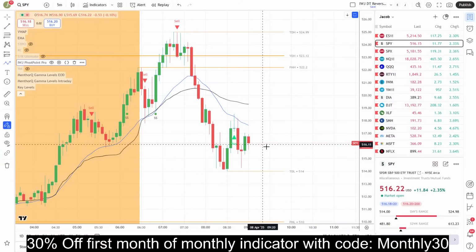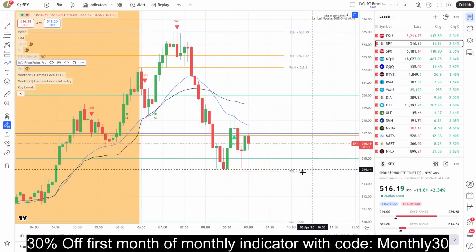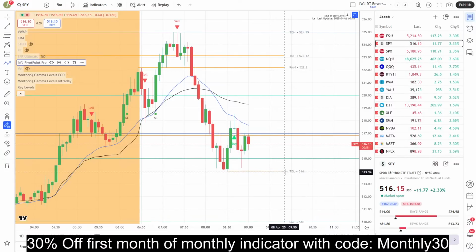All right, still hanging in there. They came down, got close to our stop here, but hasn't stopped us out yet. I'd like to see them push through that HVL and squeeze a little here. That would be ideal since we're long. But also structure-wise, I would like to see that.